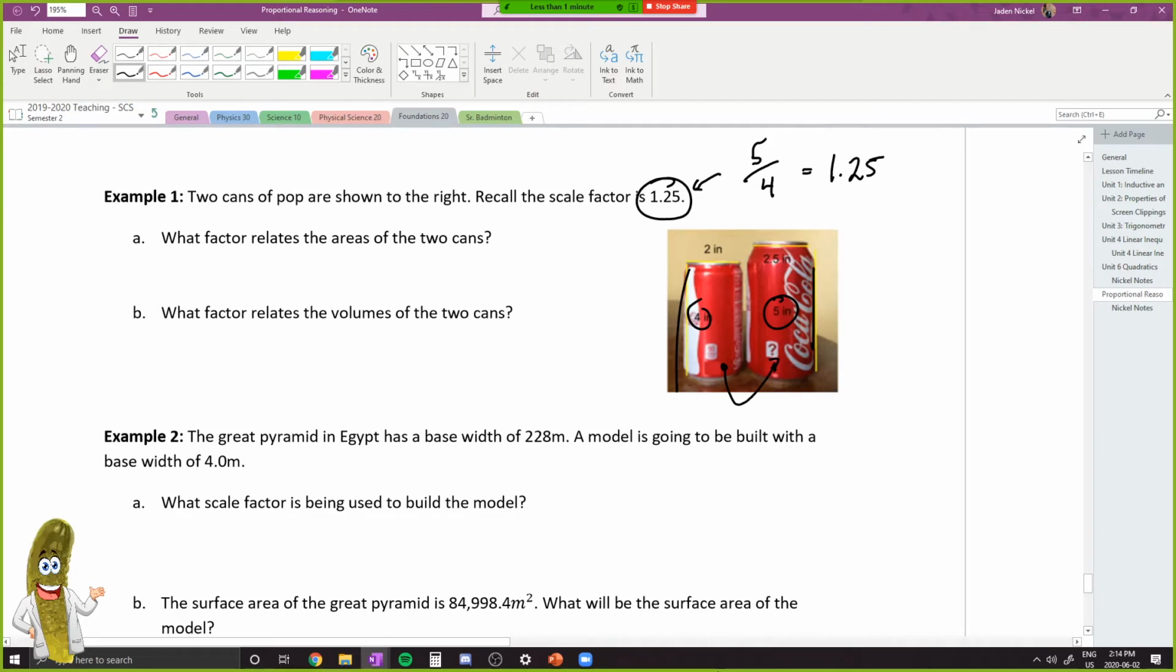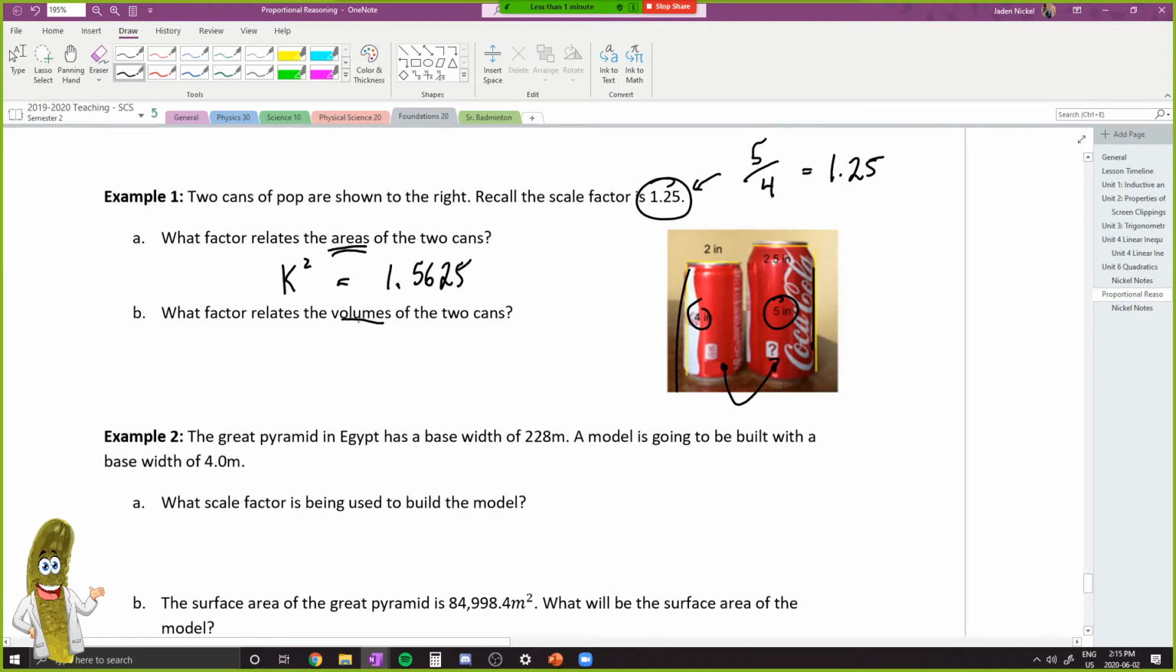What factor relates the areas of the 2 cans? So this one's talking specifically about the areas. So what we'd want to do then is take the scale factor and square that. And when you do, you get 1.5625.